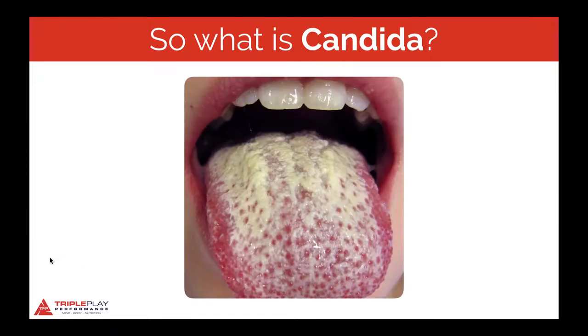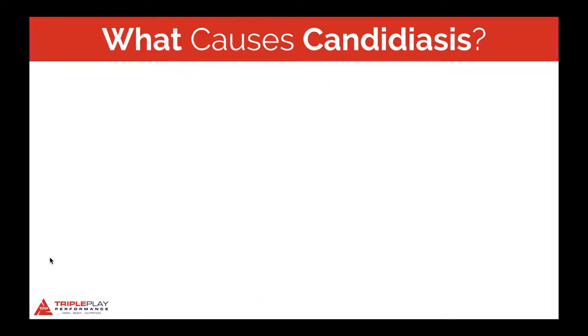So, this is a pretty gross picture of Candida. This is commonly known as thrush. Now, what happens a lot of time with patients is that your immune system will be at a lowered state, and when this happens, this is when Candida flourishes. What causes it? A lot of antibiotic use is a very common cause.